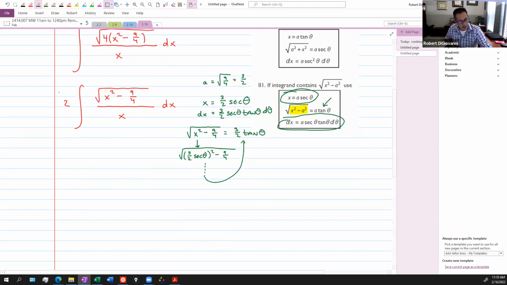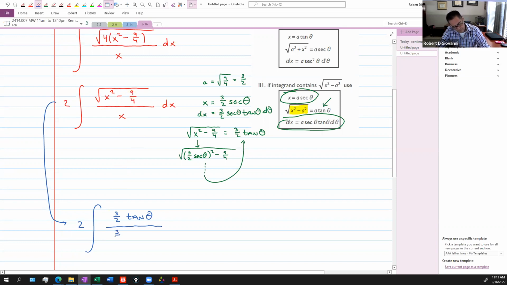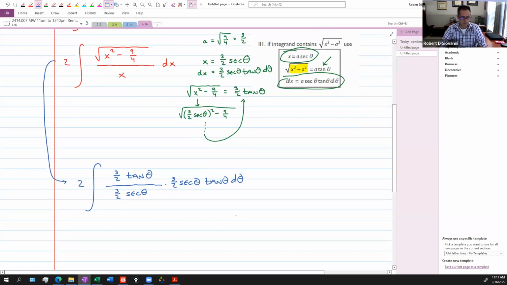Okay, so I'm going to rewrite the integral now. So this is going to be 2 integral. Now the square root of this stuff we just said is going to turn out to be 3/2 tan theta. That's the numerator. The denominator is x, and x was 3/2 secant theta. And then dx, don't forget dx, dx is 3/2 secant theta tangent theta d theta. So dx was this part, the numerator was this part, and the denominator was that.